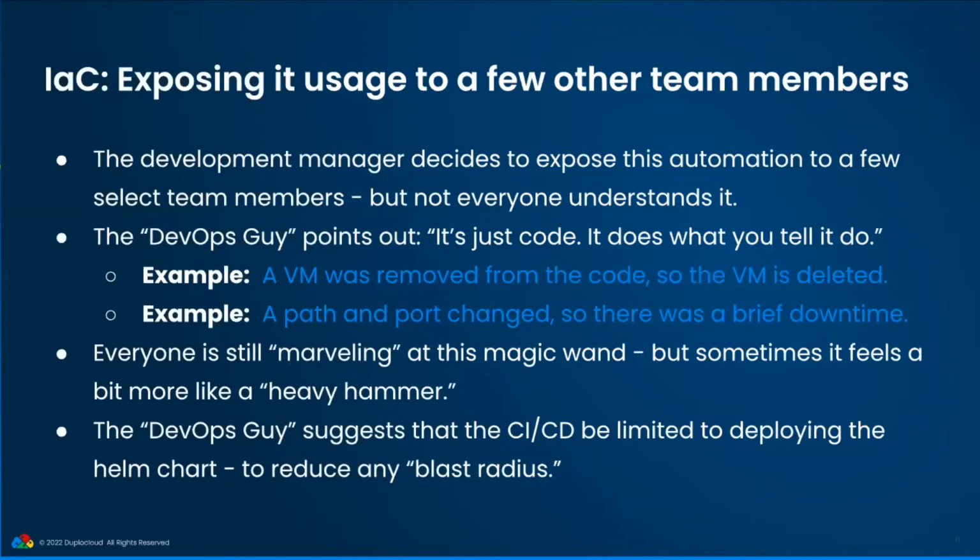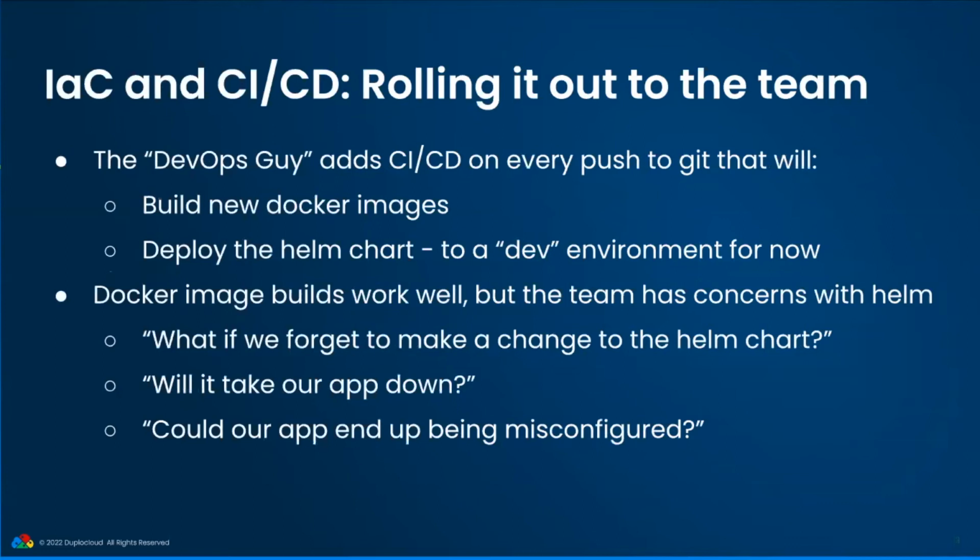Let's move to the next slide. So now we're trying to roll this out to the team. So the DevOps guy adds some CI/CD. On every push to Git, this CI/CD is going to build new Docker images, and it's going to deploy the Helm chart, for now just to a dev environment. And so the Docker images work well, right? It's pretty simple. I think many teams have already done this before and seen this is a pretty simple thing to do. But the team has some concerns with the Helm.